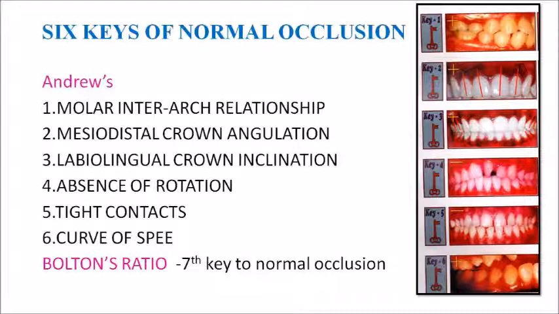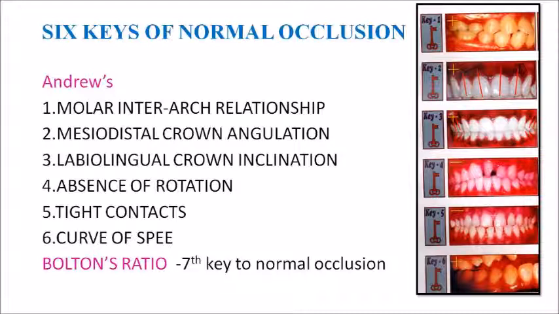One of the most important concepts related to normal occlusion was put forward by Andrews in the 1970s. He proposed six keys to normal occlusion after studying the models of 120 patients with ideal occlusion. He considered the presence of these features as essential to achieving an optimal occlusion. So the first one is the molar interarch relationship.